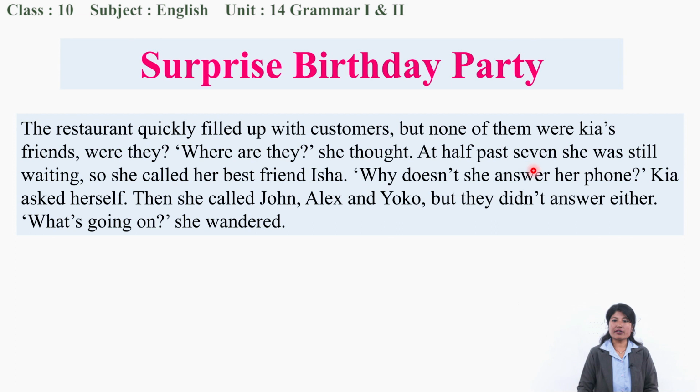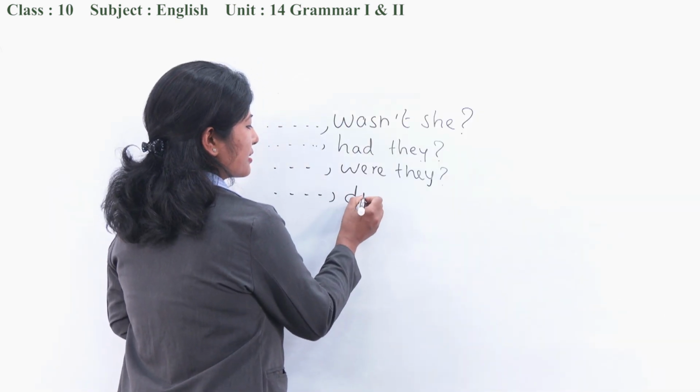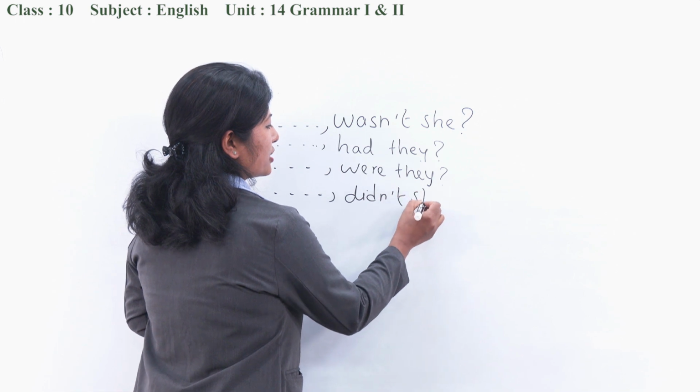She thought at 7:30 she was still waiting. So she called her best friend Isa. Why doesn't she answer her phone? Kia asked herself. Then she called John, Alex and Yoko, but they didn't answer either. What's going on? she wondered. Let's continue the story. At 8 o'clock, Kia went home. Her friends had forgotten her birthday. She felt lonely, didn't she? Statement, comma, and didn't she?